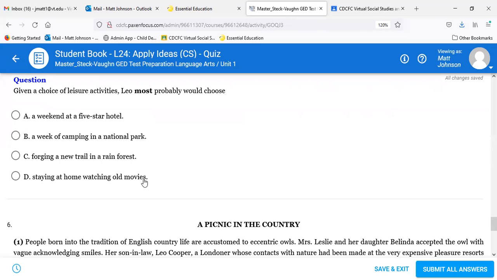Yes. Given a choice of leisure activities, Leo most probably would choose A, a weekend at a 5-star hotel, B, a week of camping in the national park, C, blazing a new trail in a rainforest, D, stay at home and watch a movie.